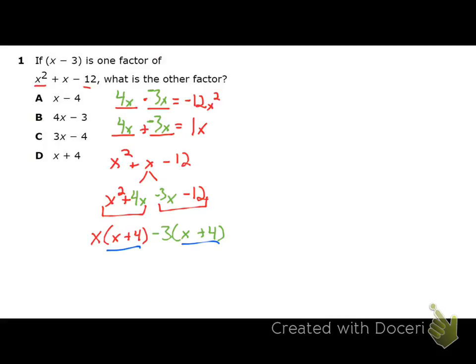I see my value in parentheses is common, so I'm going to pull that out to the front. And what I'm left with inside is x minus 3. I didn't do so good with my color coding here, so forgive me. And look what we're left with. This trinomial in factored form is this. So they're telling us in the problem that x minus 3 is one factor. Check, that's what we got. So x plus 4 would be the other factor, D.